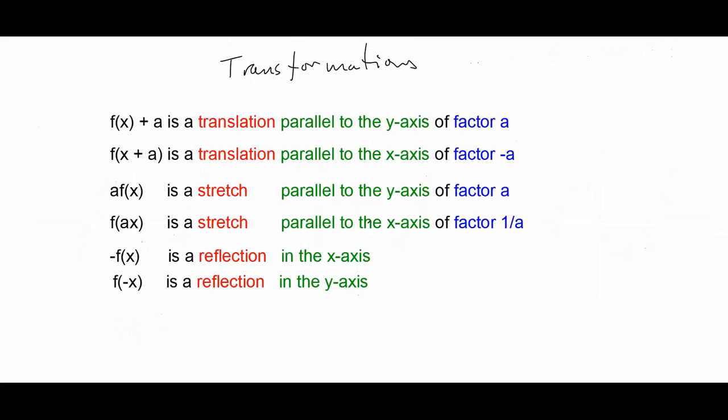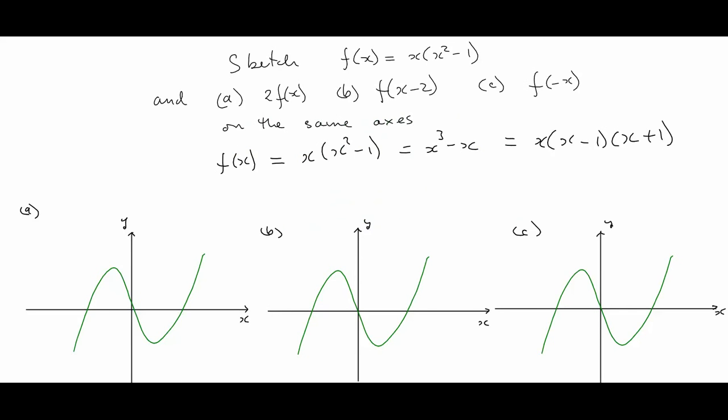Well, going back to the list, 2f of x we see is a multiple of f of x, is a stretch parallel to the y-axis of factor 2. A stretch parallel to the y-axis leaves these points here alone, they won't change, and the rest would stretch up, so the maximum or minimum would be twice as far. And so this would look something like that.